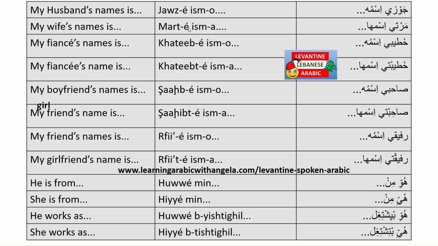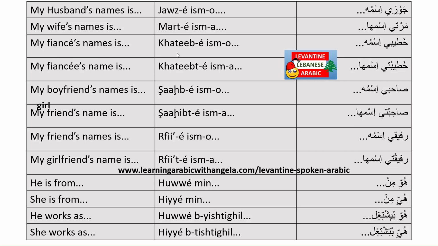Wife, مرتي, my wife. So we add the a. مرتي اسمها. The a over here means her. اسمها. The question could be شو اسمه, for example, جوزك. شو اسمه. شو اسمها مرتك. What's your wife's name? شو اسمها. What's her name? So مرتي, wife of mine, literally, اسمها, name of hers is so and so. So that's how we start in Arabic with a noun. Then we add the possessive suffix.